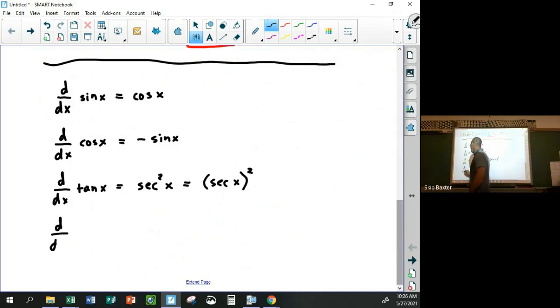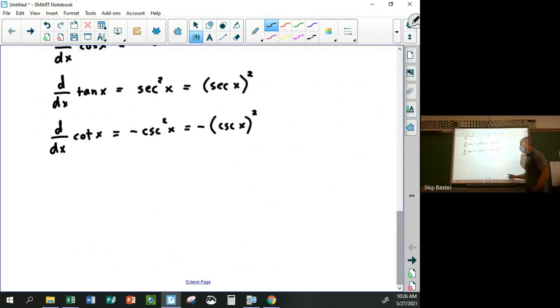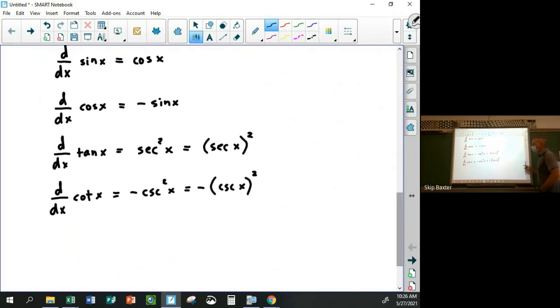The derivative of cotangent x is negative cosecant squared x. Which is negative cosecant x squared. Two other trig functions, secant and cosecant. So the derivative of secant x is secant x times tangent x.